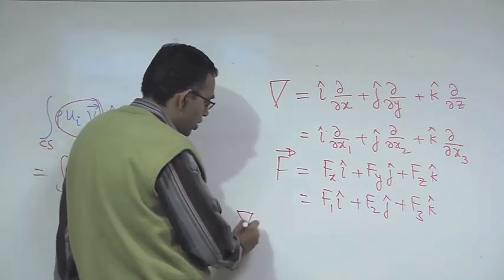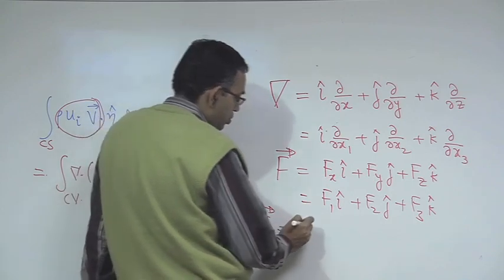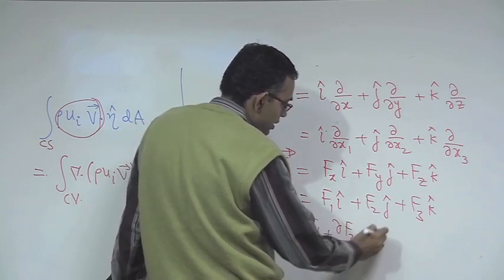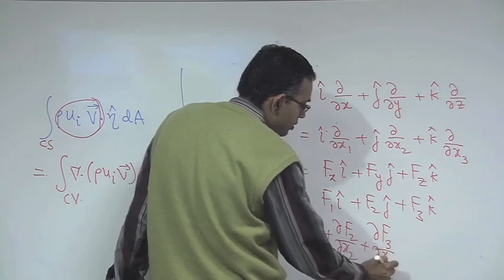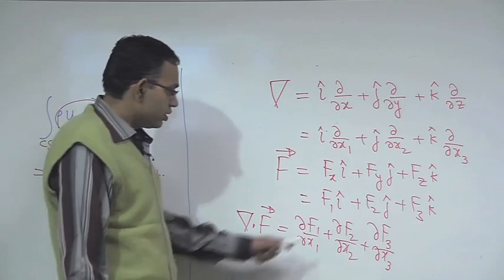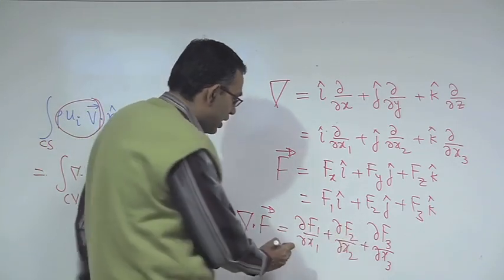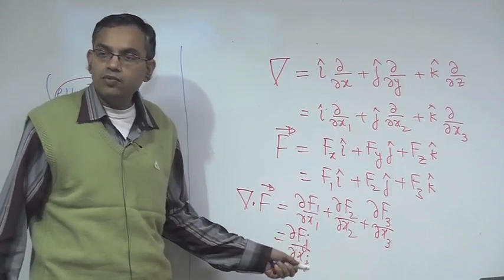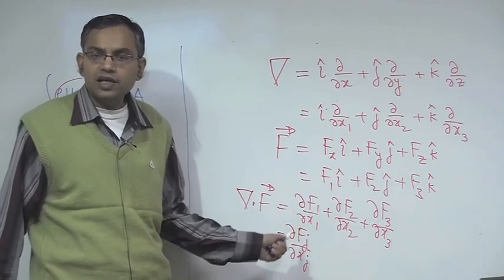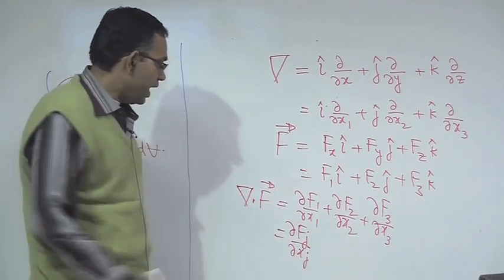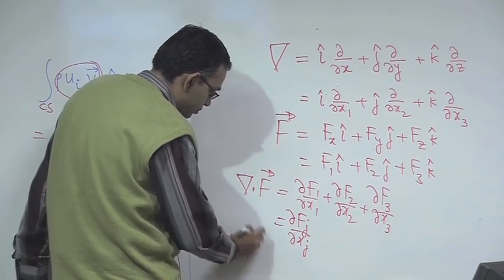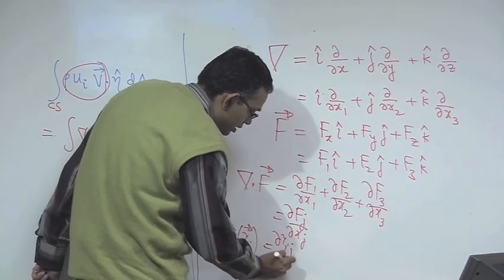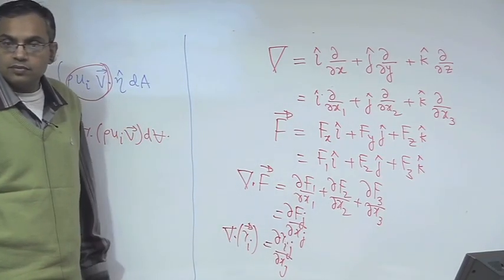So, the dot product of these two. What is this? Del f1 del x1 plus del f2 del x2 plus del f3 del x3. So, here you can see that there is a summation. So, you can write this as del fj del xj. I mean, this could be instead of j, k, l, m, n, whatever, does not matter because it is the repeated index. So, there is a summation over that, right. So, when you write del dot tau i, you can write this as del tau ij del xj, just tau i is like f. Okay.